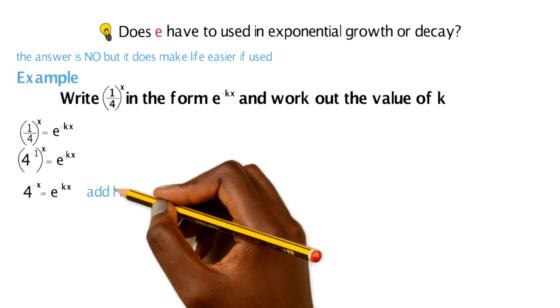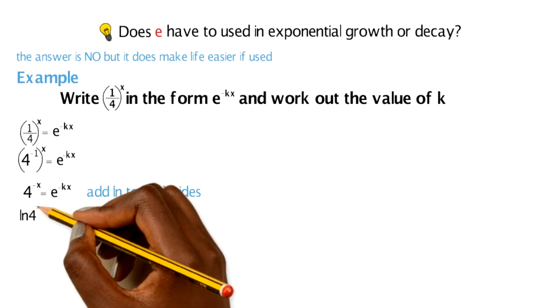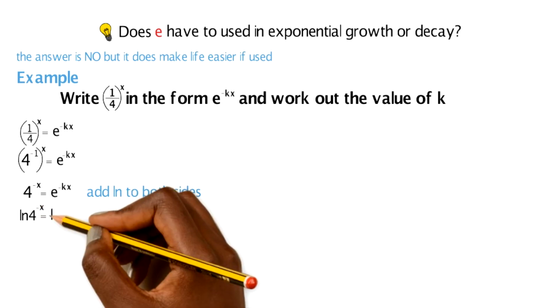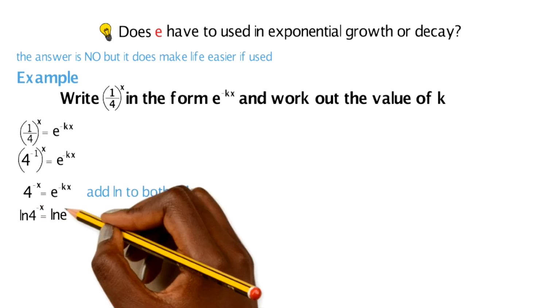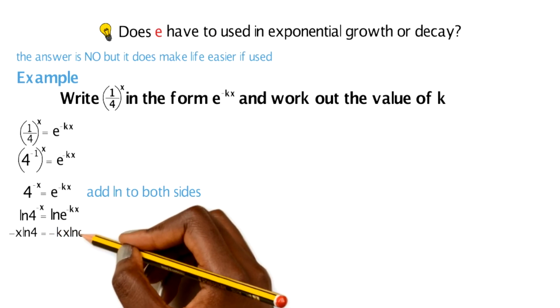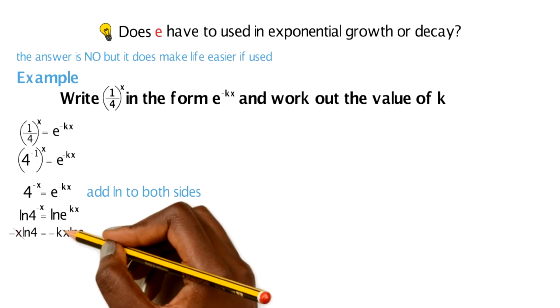So now, where it's going to change is we're going to add ln to both sides, so natural log to both sides. And that's going to change it to ln 4 to the power of minus x is equal to ln e to the power of minus kx. Now, ln 4 to the power of minus x is going to change to minus x ln 4. Remember, watch the video on laws of logs to refresh your memory of why that's the case. And then ln e to the power of minus kx will change to minus kx ln e.